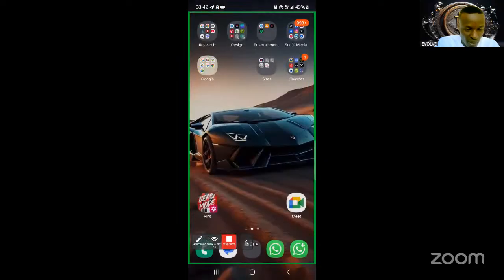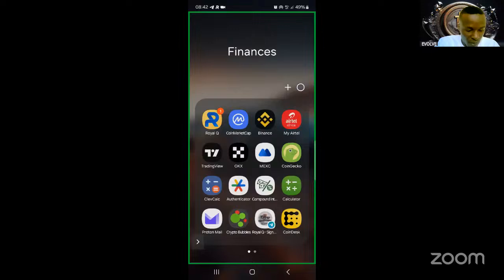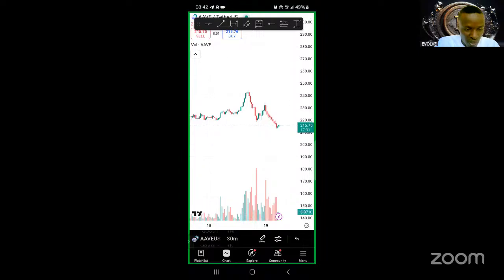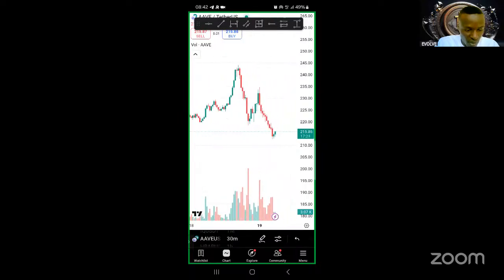So I believe my screen is visible. We are going to spend the time here. Those of you who are not using TradingView, force yourself.